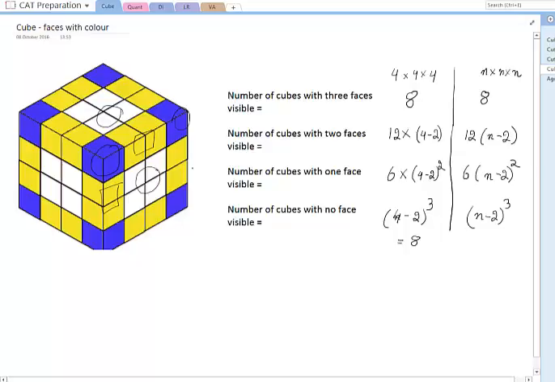If you want, you can learn the formula. If you have seen the derivation and understood the derivation, you don't even need to learn it. You can derive it on the fly. So feel free to take a call on how you want to go about it.